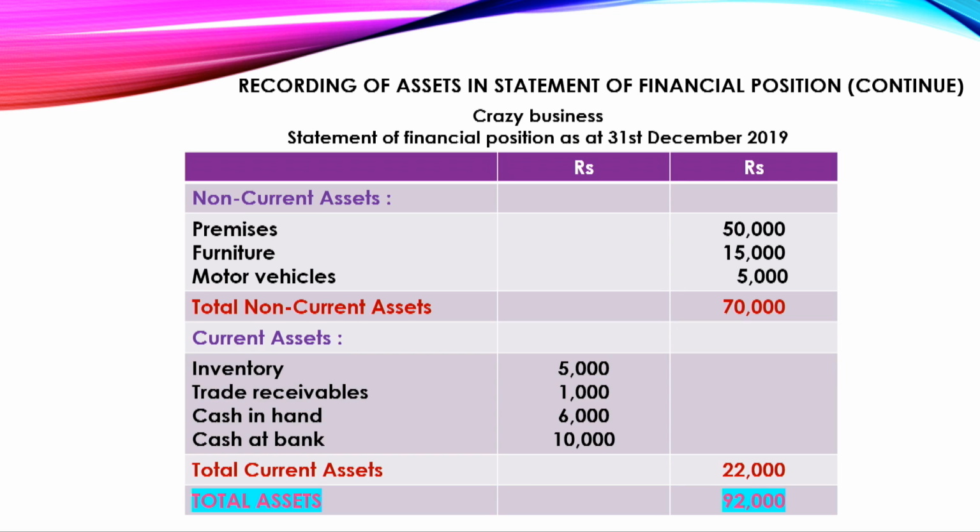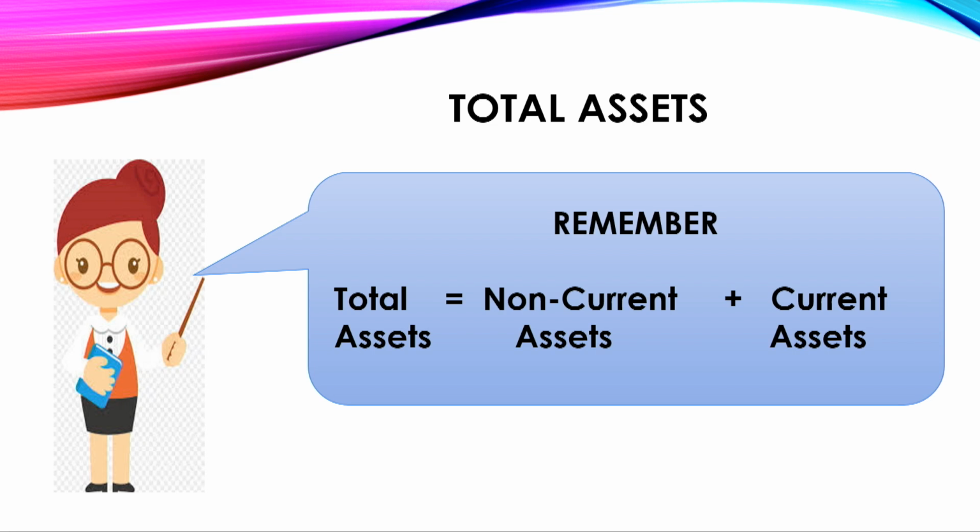Therefore, the total assets for Crazy Business is 70,000 rupees, that is, the total amount of non-current asset, add 22,000 rupees, total amount of current asset, this amounts to 92,000 rupees. Remember, total assets is equal to non-current assets add current assets.